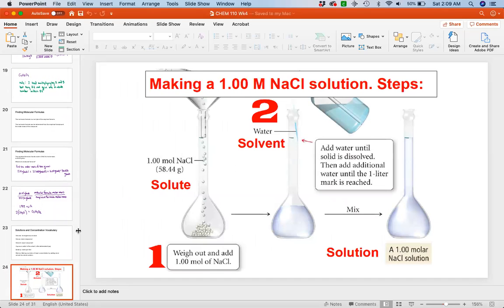Here we have two visualizations that we're going to think about in terms of how we make a dilution. One way that we can make a dilution is where we add solid to a vessel. In this case, we're adding 1 mole of sodium chloride. So we're weighing out and adding that amount, in this case, 58.44 grams. And then we're going to add water. You're going to notice that in this vessel, there's a line. It's a volumetric flask, and this line has a really specific meaning. It means that when you add water to the line, you're adding exactly 1 liter. And so this is a 1 molar sodium chloride solution.